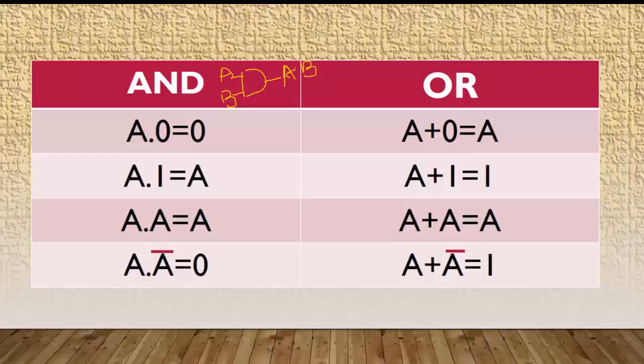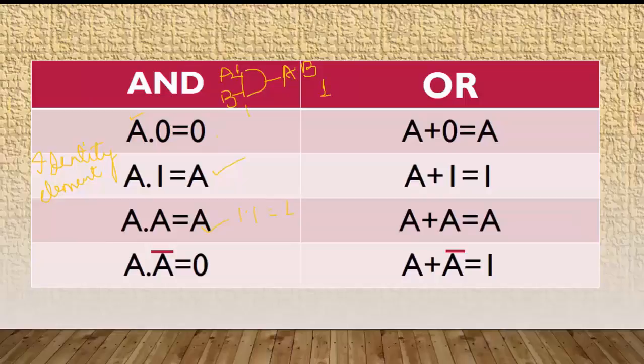So if we are ANDing, that means dot, if we product the variable A with 0, we'll get 0. And A into 1, it can be any variable x, y, z, a, b, c. Here we multiply a number with 1, we'll get the same number. So here 1 is the identity element. Now if we multiply A into A, we will get A, like 1 into 1 is 1. So simple it is. If my inputs are 1 and 1, my output will be 1.